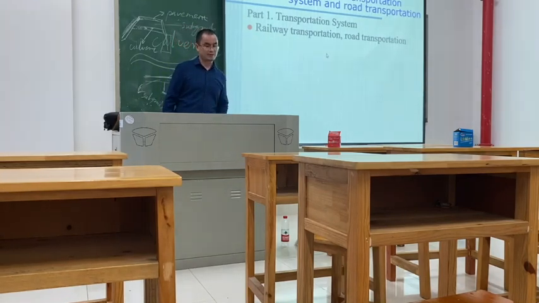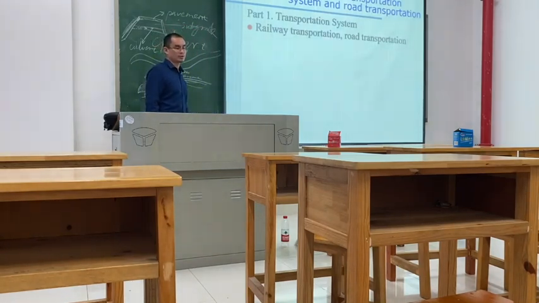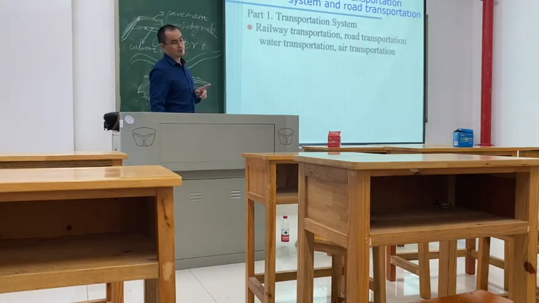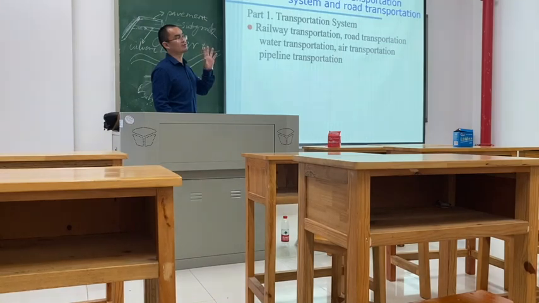Section 2, Traffic and Transportation Systems and Road Transportation. Part 1, Transportation System. There are 5 parts, 5 kinds: railway transportation, road transportation, water transportation, air transportation, pipeline transportation.